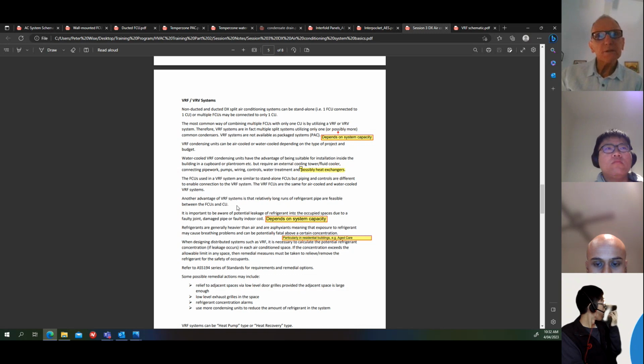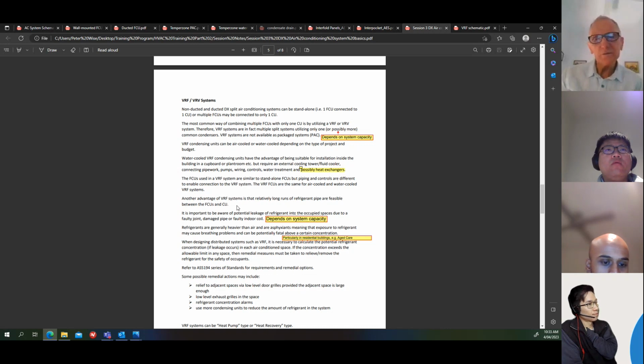So you need to calculate the potential refrigerant concentration in the case of leakage in each space. If the concentration exceeds the allowable limit in any space, then remedial measures must be taken to relieve or remove the refrigerant for the safety of the occupants. Now, this has got to be something that happens automatically, preferably so that you don't need action. I've listed down a few possible remedial actions, but AS 5194 is the Australian standard that covers these things.